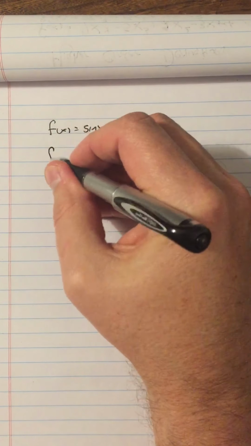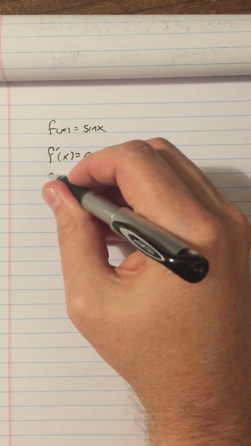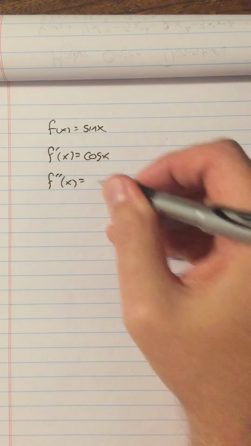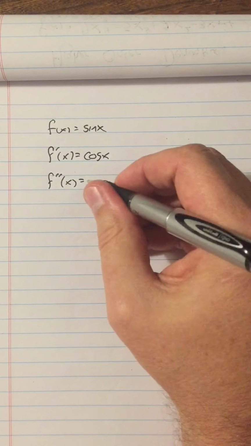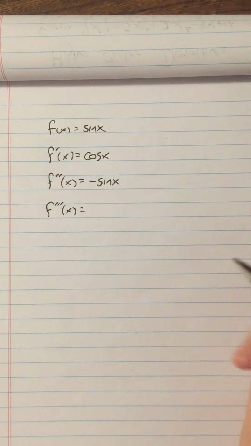All right, so we now know that f prime of x is cosine of x, right? And so f double prime of x, what's the derivative of cosine x? Do you remember? Negative sine of x. All right, so then what's f triple prime going to be? What do you think? What's the derivative of negative sine of x?